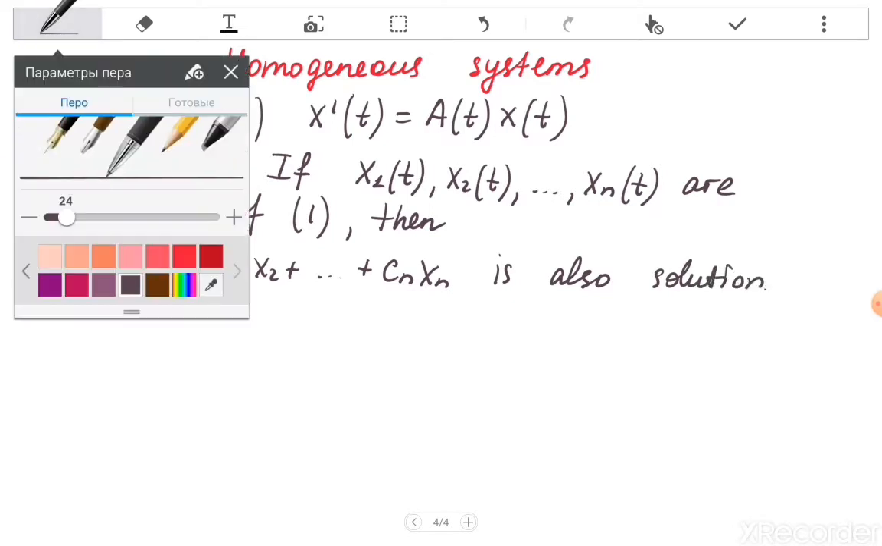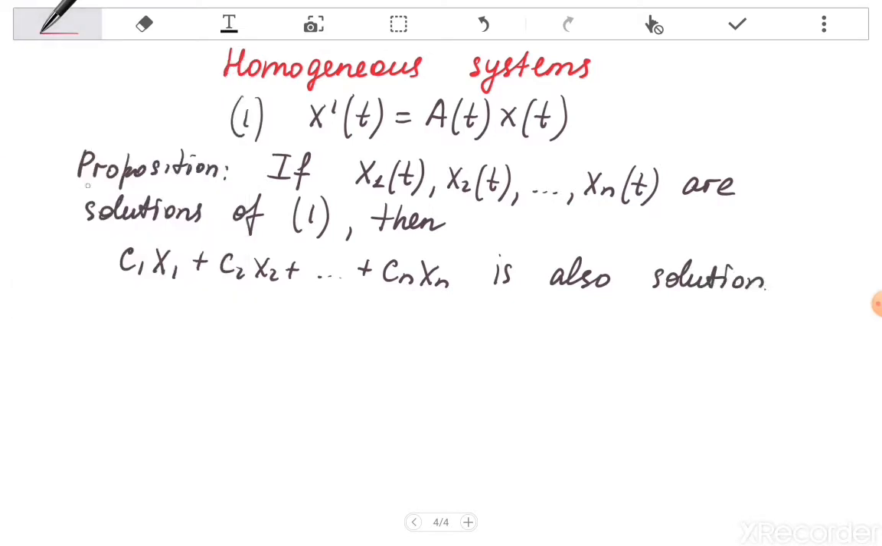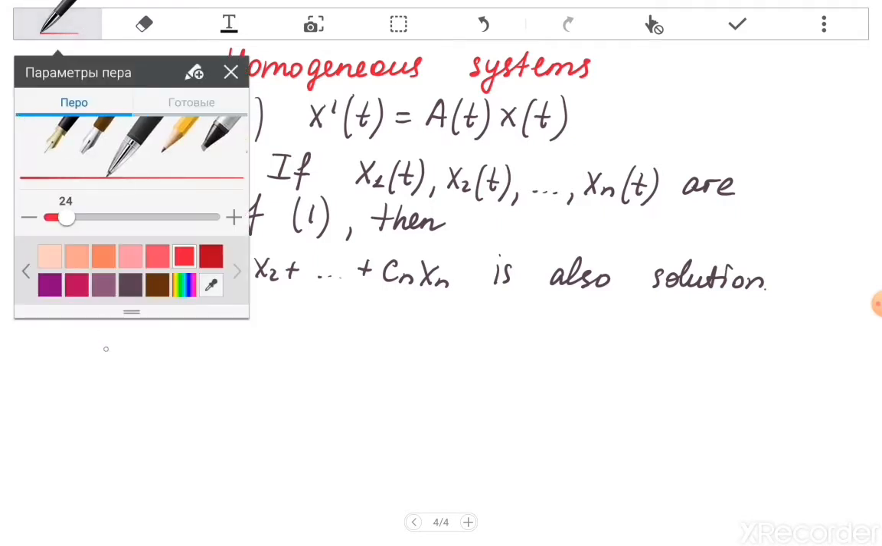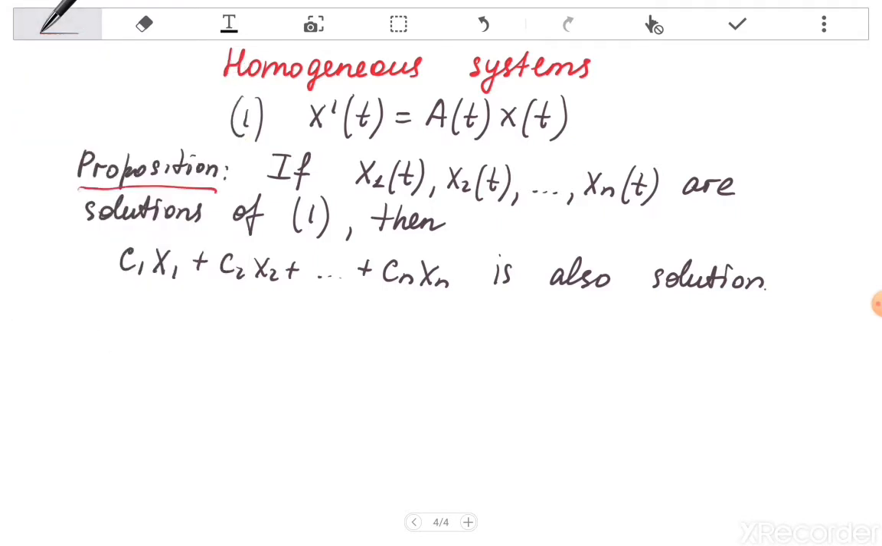So if we can find some number of solutions of the system, we can combine them into a linear combination to get another solution. This can be easily proved. Just substitute this into the equation, and applying the linearity of the derivative, we can prove this fact.